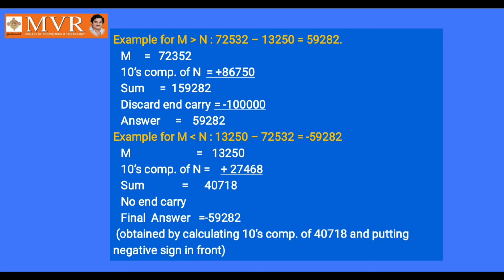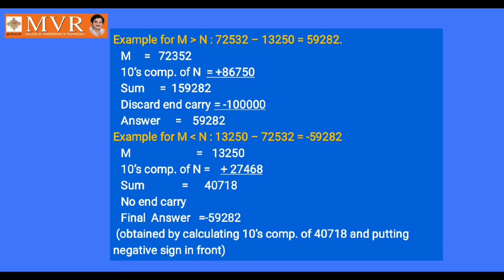But 86749 is actually the 9's complement. What we want here is the 10's complement. So after calculating the 9's complement as per the procedure, that is subtracting 13250 from all 9's, you will get 86749, but you require the 10's complement, so we have to add 1 to the last bit. So the 10's complement of n is 86750.